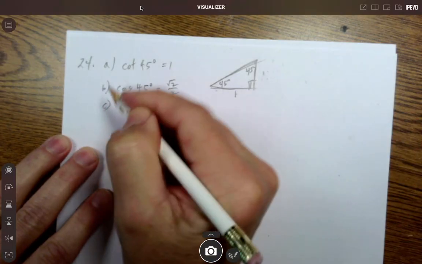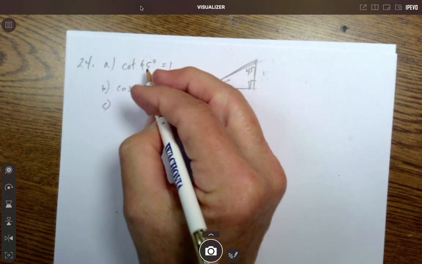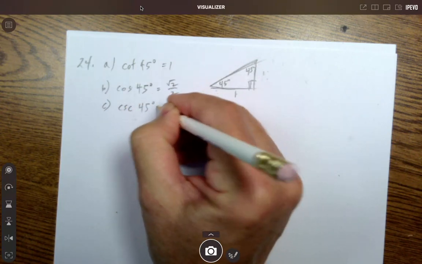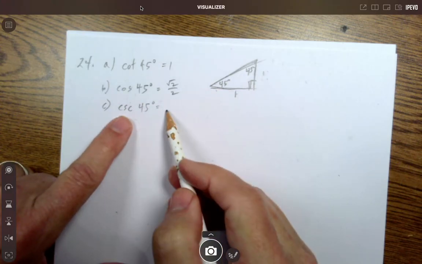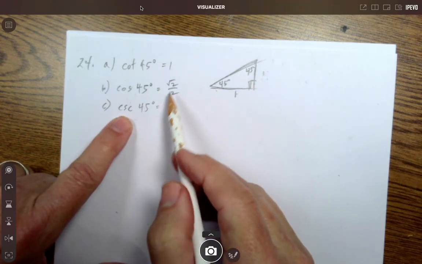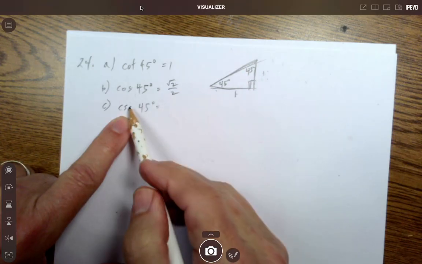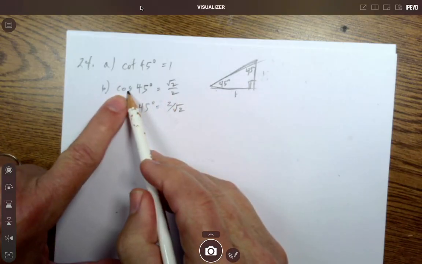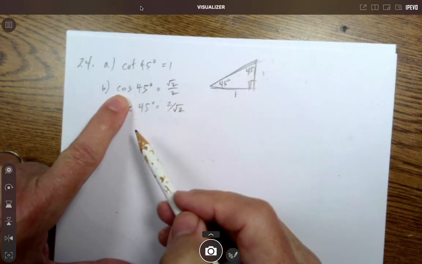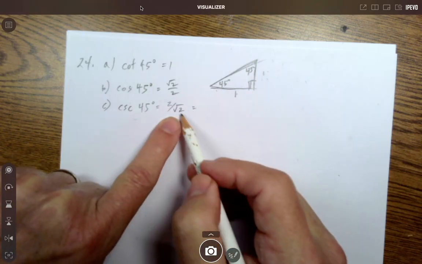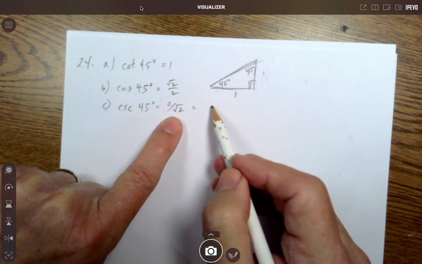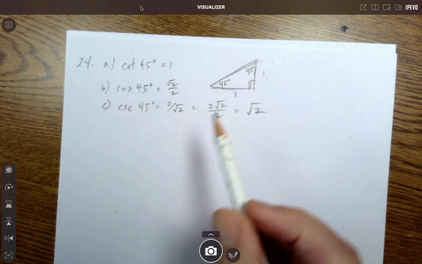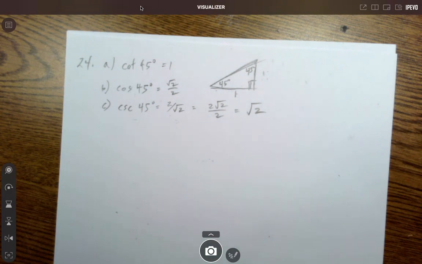All right, C, cosecant of 45 degrees. Cosecant is 1 over sine. And we know sine is also square root of 2 over 2. So cosecant is going to be 2 over the square root of 2. So I just flip it over. Remember, cosine and sine are equal in this situation. Now if I multiply top and bottom by the square root of 2, I get 2 square root of 2 over 2, which is just the square root of 2. All right, so that's problem 24.